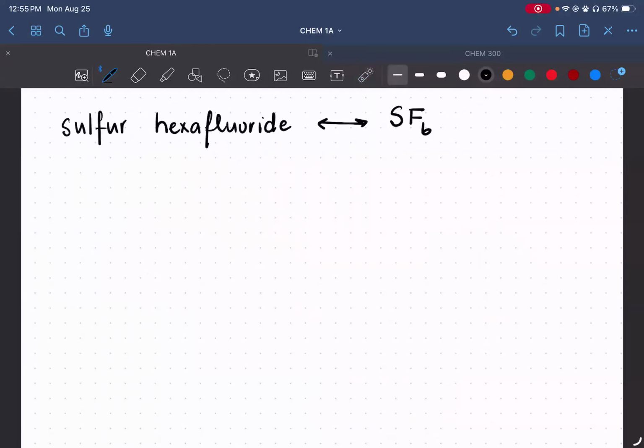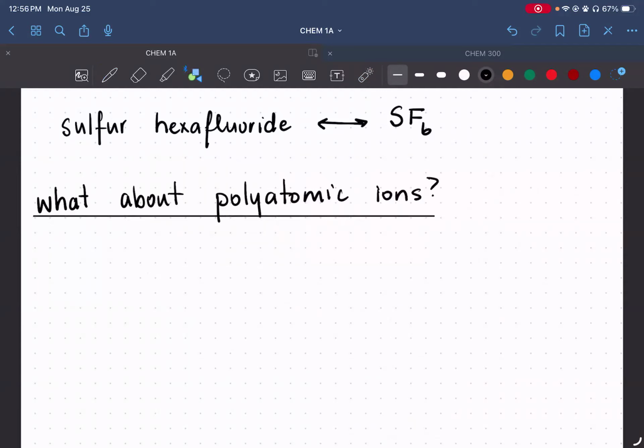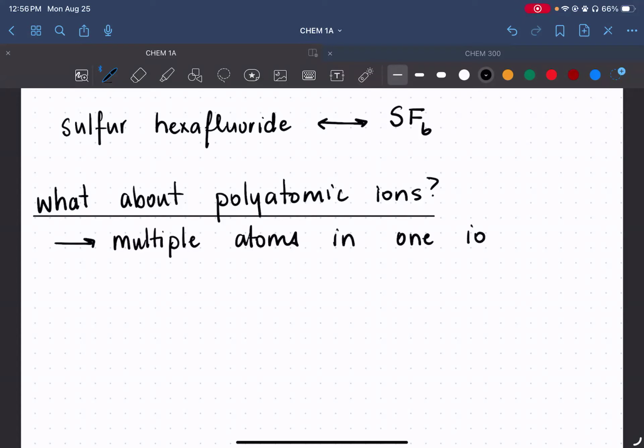All right, we have one more special case. What about polyatomic ions? First and foremost, what is a polyatomic ion? A polyatomic ion is multiple atoms in one ion. For the purposes of naming, polyatomic ions will be treated as non-metals.